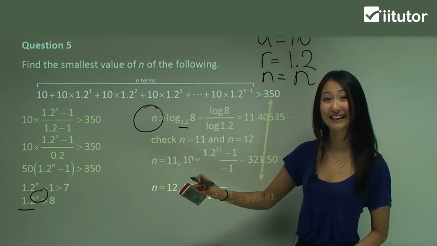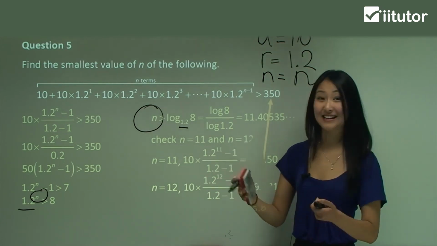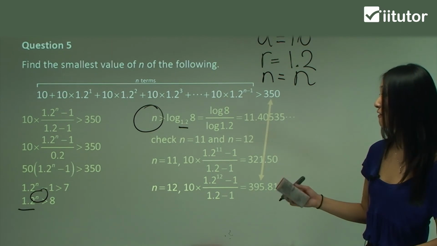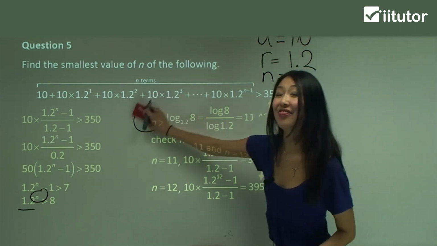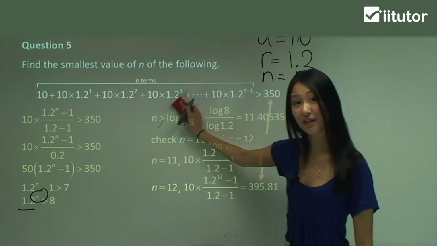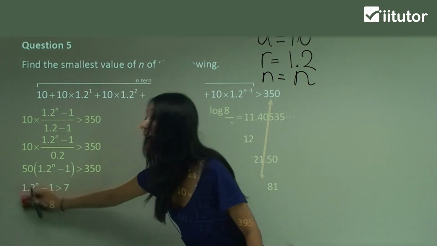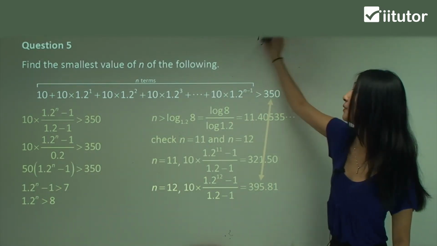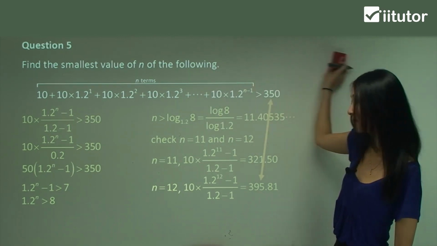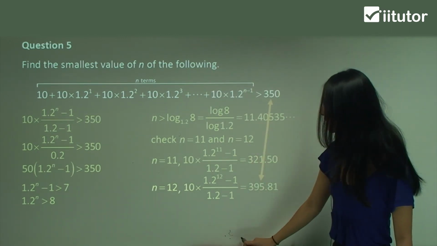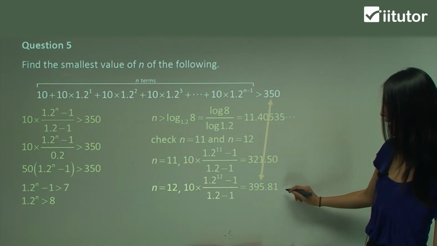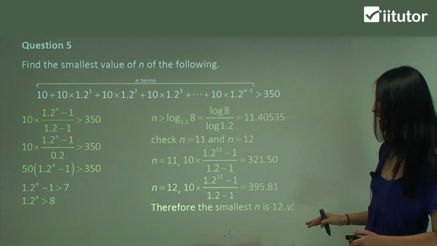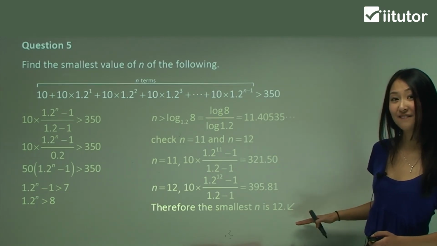So what we've done here is actually very similar to what we're going to be working with in time payments. So we've applied the equation and then we just worked out the inequality using logarithm. And remember, we always need to change the base for our logarithm to put it into the calculator. So we have 395.81. So therefore we say that the smallest n is going to be 12. Okay?